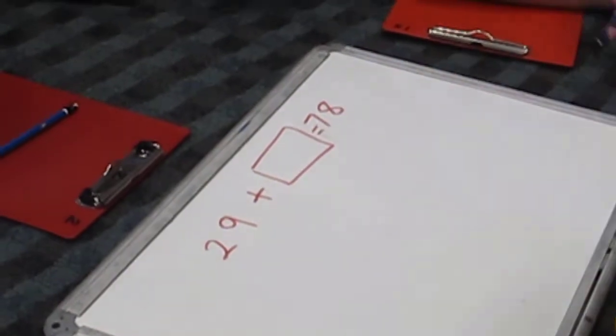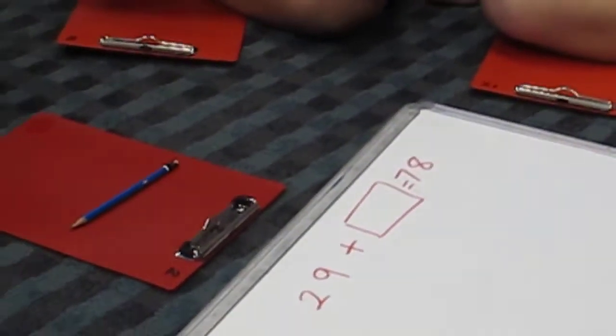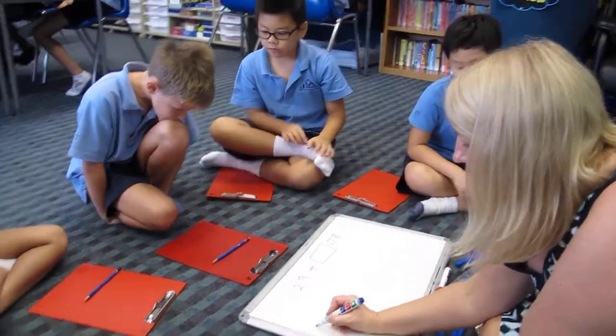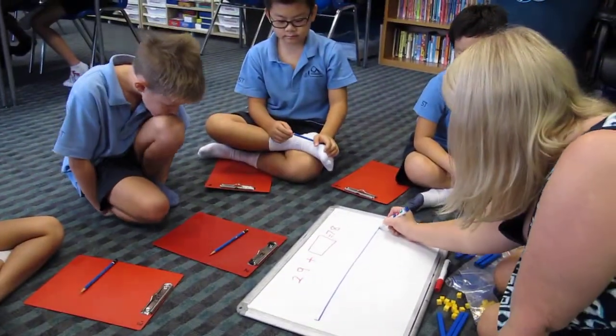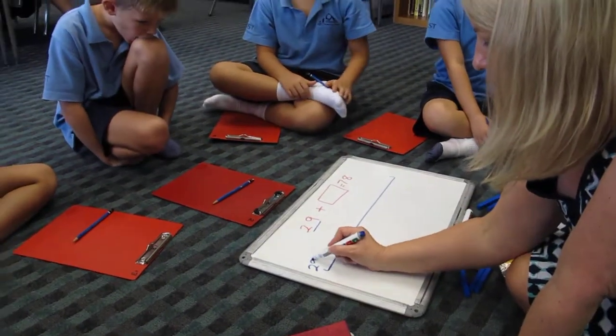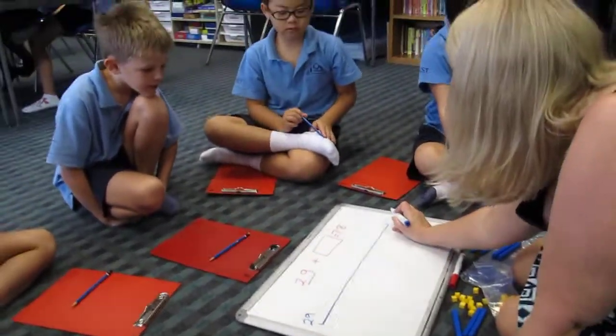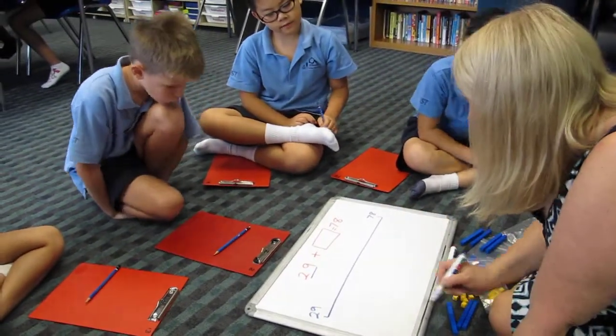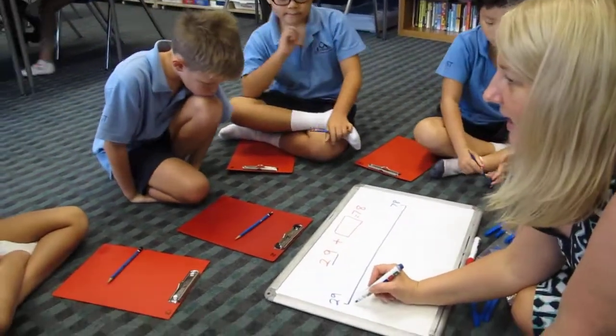Equals 78. Now, I'm going to show you today a different way that we can do this that I want us to think about. I want us to think about going on a number line. Okay, and what am I going to start off with here? Okay, so I've got 29. And what do I want to end up at? 78.